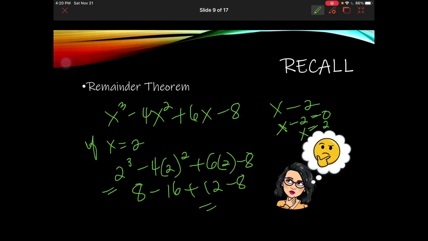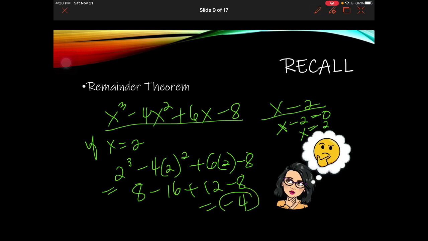Ano po ang ating makukuha? We will get negative 8 plus 12, that's 4. 4 plus 4 minus 8 pala, is going to be negative 4. So, yan po ang ating makukuhang remainder. If we divide x cubed minus 4x squared plus 6x minus 8 divided by x minus 2, ito po yung remainder natin.